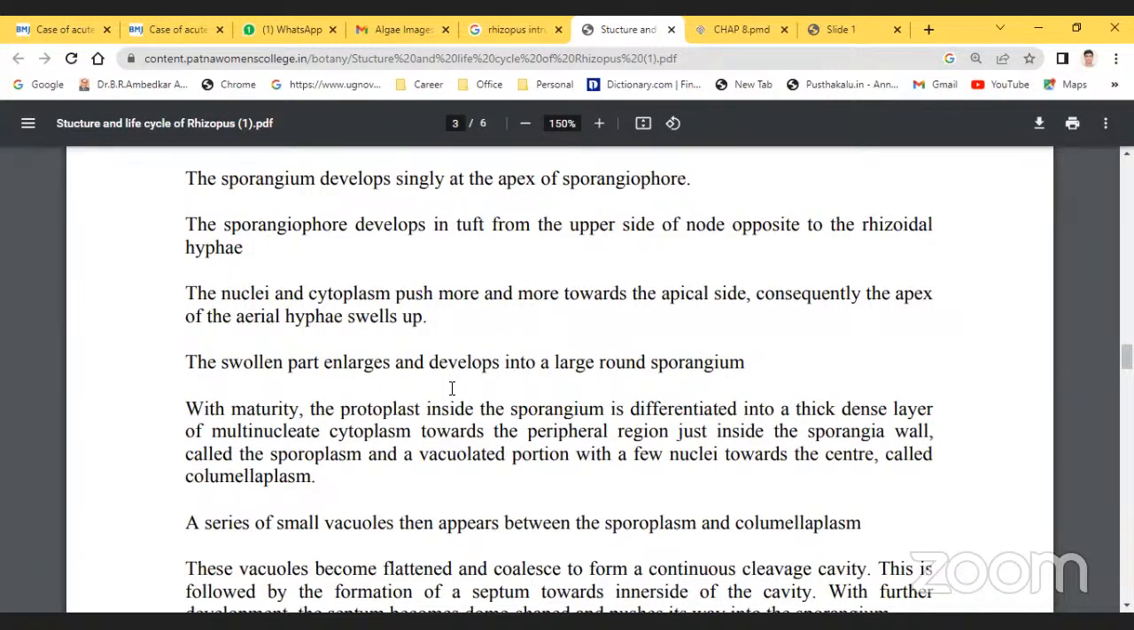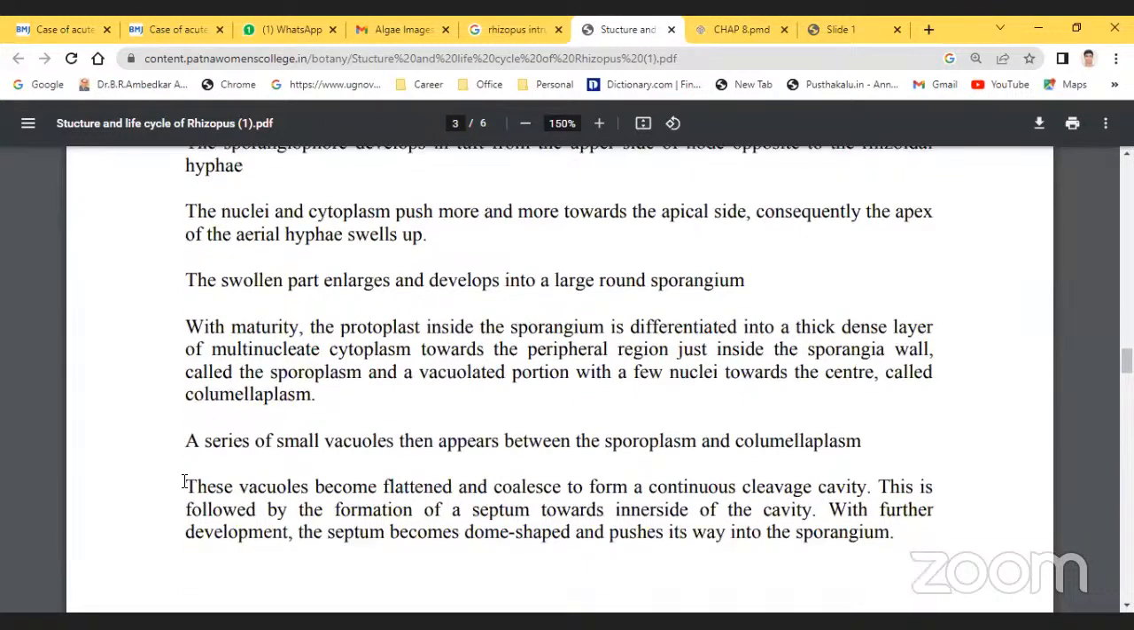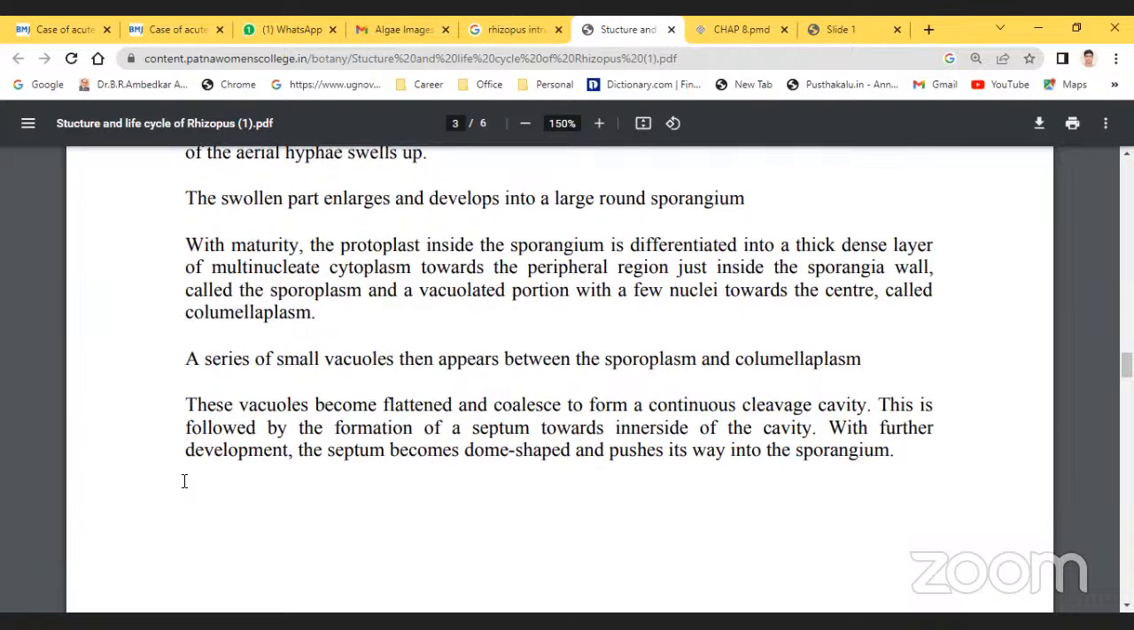On maturity, the protoplast inside the sporangium differentiates into a thick dense layer of multinucleate cytoplasm toward the peripheral region just inside the sporangium wall, called sporoplasm, and a vacuolated portion with a few nuclei towards the center, called columellaplasm. A series of small vacuoles then appears between the sporoplasm and columellaplasm. These vacuoles become alternate and form a continuous cleavage cavity. This is followed by the formation of a septum, which develops into a dome shape and pushes its way into the sporangium.